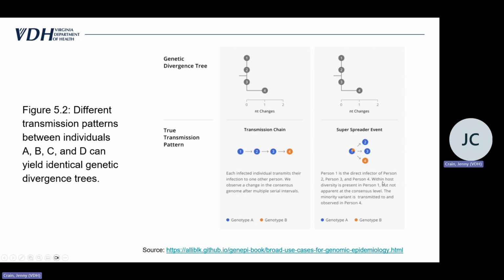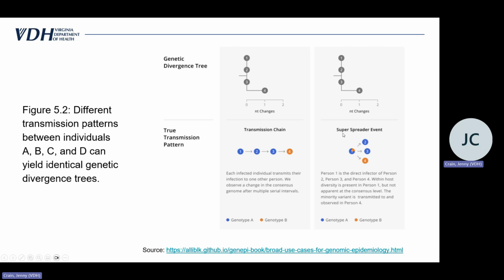So, within host diversity was actually present in person 1, where this could be an example of, say, a patient who has hepatitis C and they have a quasi-species infection where they're infected with more than one genotype, A and B. And as they transmitted this hepatitis C to 4 different individuals, the minority variant was only transmitted to person 4, where the variant that was the majority in their infection actually was transmitted to 2 and 3.